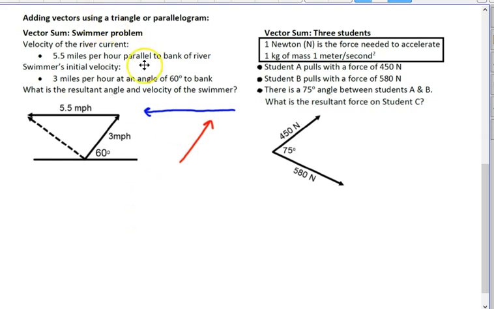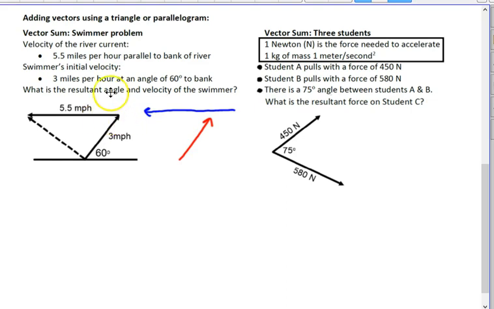I'm adding some extra information to this. I'm going to say that the swimmer's initial velocity was 3 miles per hour at an angle of 60 degrees to the bank. Remember, a vector has to have magnitude, length, and direction. So its length is 3 miles per hour. Its direction is 60 degrees angle from the bank of the river. Okay, so this represents the river here, and this is the edge of the river, the bank, where she dives in and starts to swim.